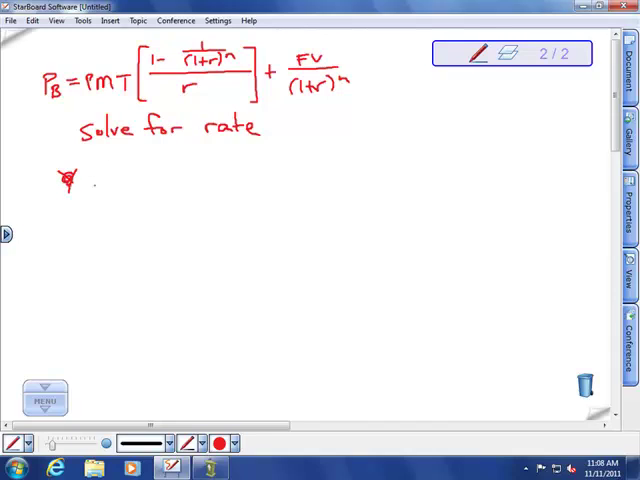So in other words, we just can't solve this formula. Let me just go ahead and use rate here instead of yield to maturity. We can't solve this formula and say the rate equals something. We can't isolate that rate like that. So what we're going to have to do is plug in a rate, solve, and if the present value of these cash flows equals the price, then we've guessed the right rate. Okay, so let's look at an example.